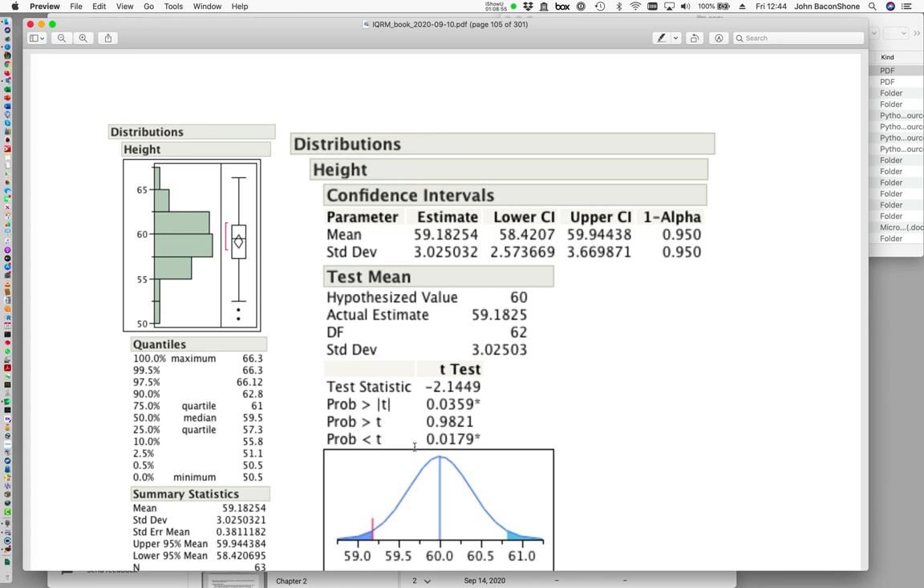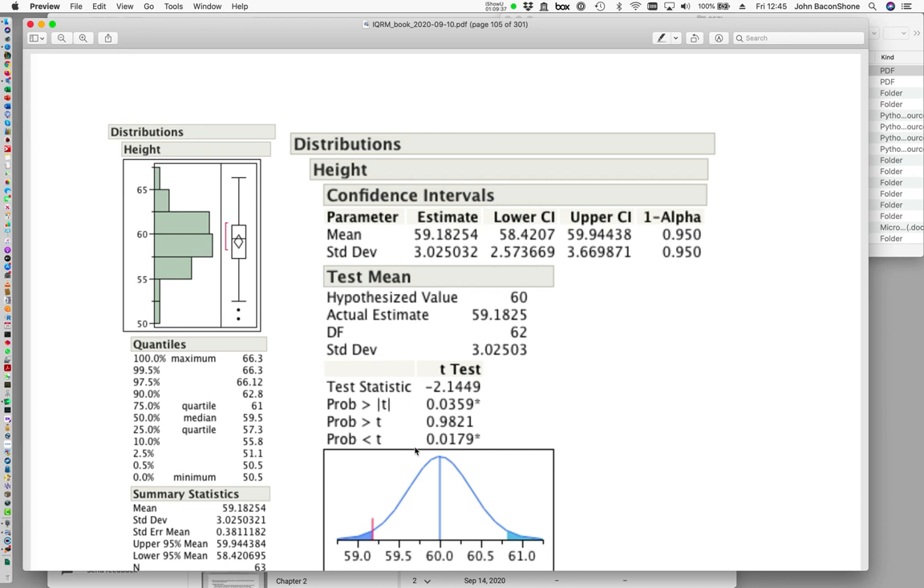So now we come to the right-hand side. It has two confidence intervals, for both the mean and the standard deviation. In this case, we're not really interested in the confidence interval for the standard deviation, but you can see it goes from roughly 2.6 to 3.7. So we know the standard deviation quite accurately. There's not too much variability left. Our sample size is big enough that our t results are not too different from the z results. The confidence interval for the mean we've already seen. It goes from 58.42 up to 59.94.